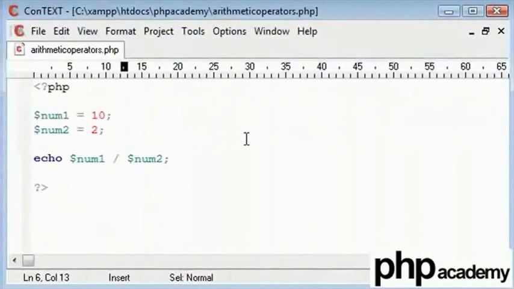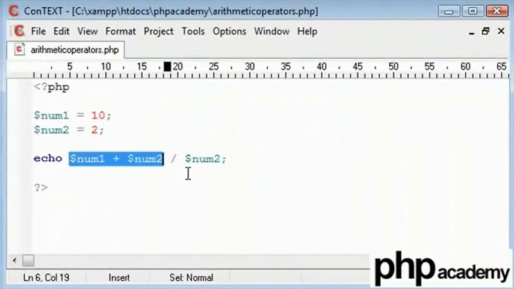Now what we can do is we can add something on the end of this. So let's say this is divided by num2. So what I think this operation will do is it will add num1 and num2. So that is 10 and 2, which will give us 12, and then 12 divided by 2. So 12 divided by 2 should give 6.